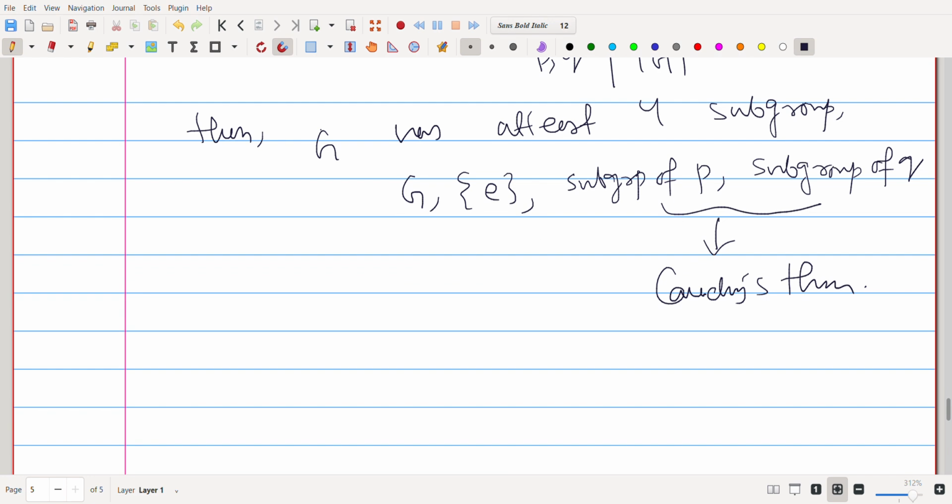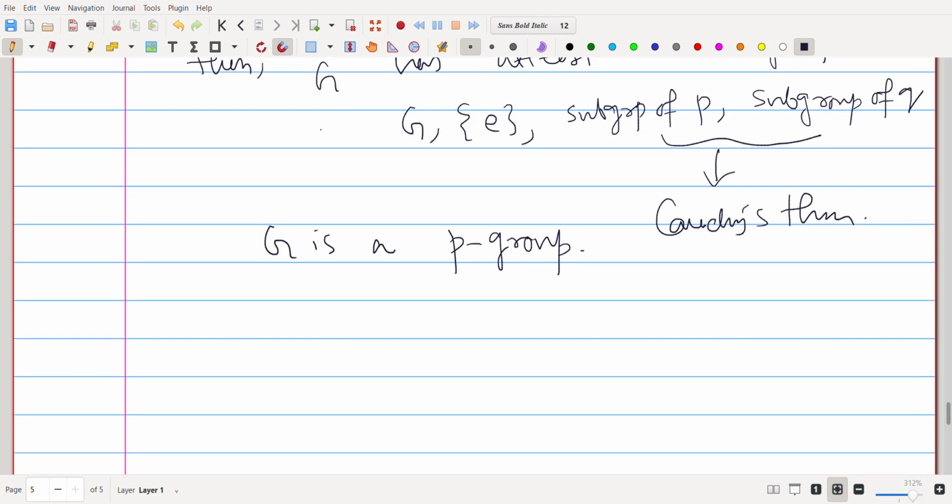Hence we can think that G is a p group, because if there are at least 2 distinct prime divisors, then we have at least 4 subgroups. And since it is given that G has exactly 3 subgroups, we can see that G is a p group, with p power k the order of G.